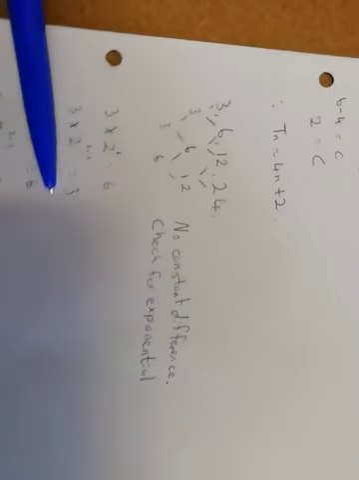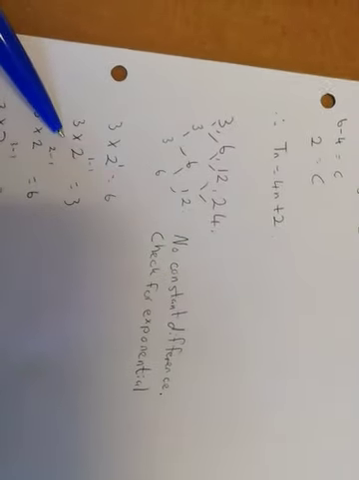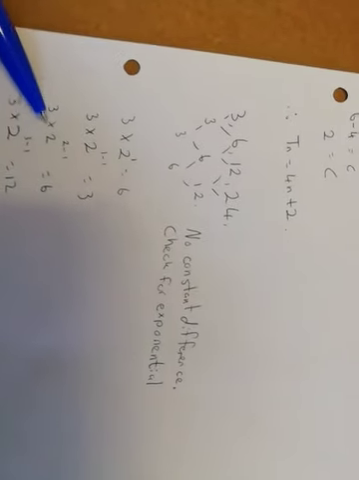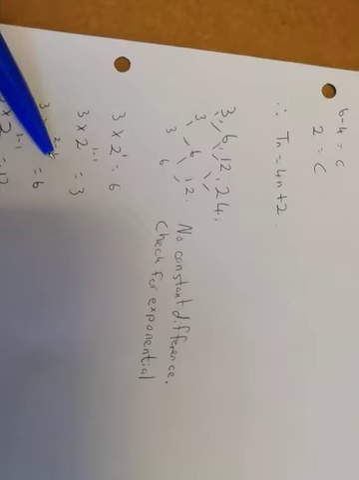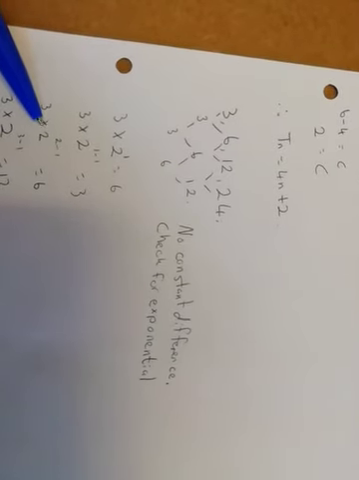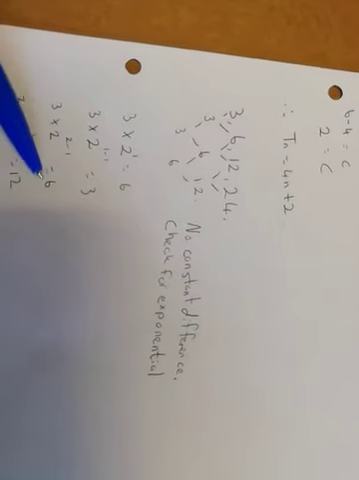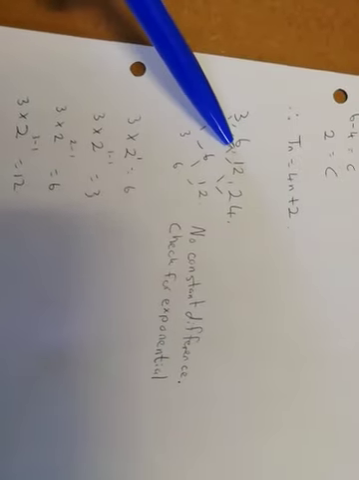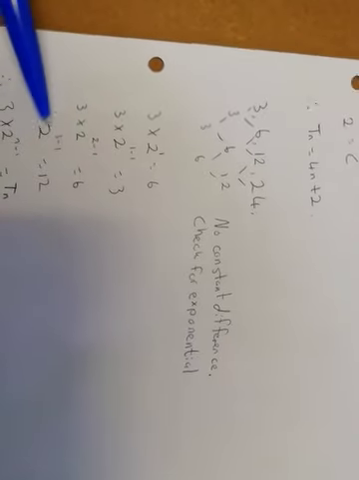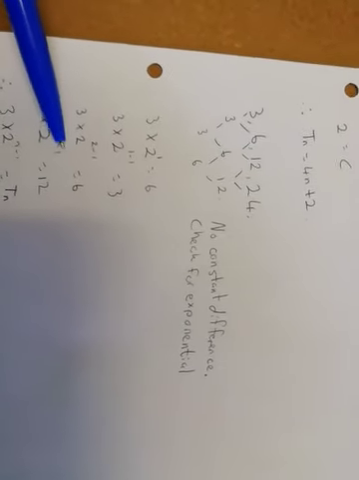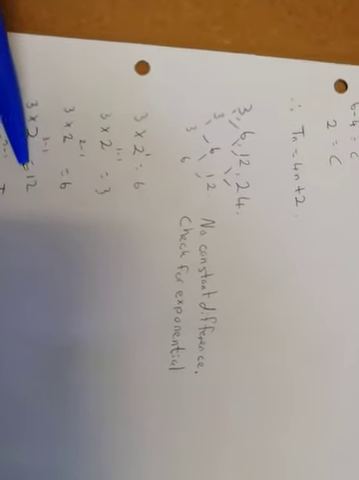So far, this second one worked, so we check it again. 3 times 2 to the power of 2 minus 1 is 3 times 2, which gives you 6, which is your second term. And then for safety, you check it again. So 3 times 2 to the power of 3 minus 1 gives you 12.